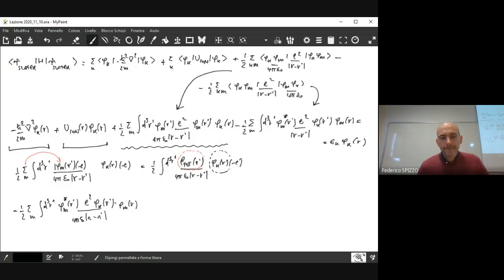So the evaluation of this term is complicated due to this fact, because the wave function you want to use as a solution is actually within the integral. So in general, it's not easy to use this to solve the equation and to find the value of the energy.